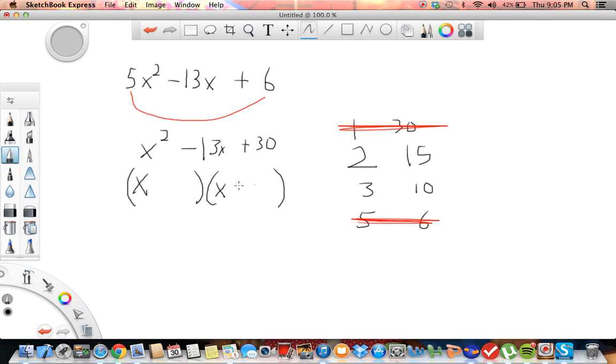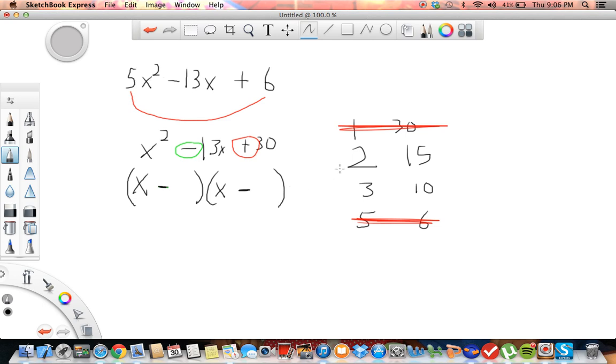So let's do a little thinking here. Let's look at our signs. Our sign in the back is a positive, which means that both of our signs in our answer are going to be the same. They're either going to be both positive or both negative. Now we have to look at our sign in the front. Since it's a negative, that means that both of our signs are going to be negative.